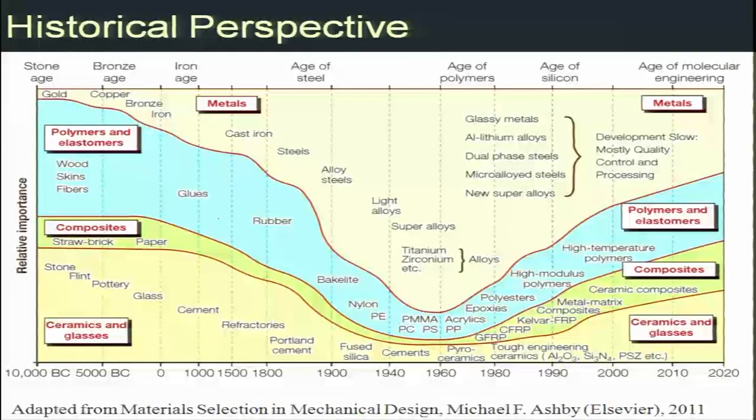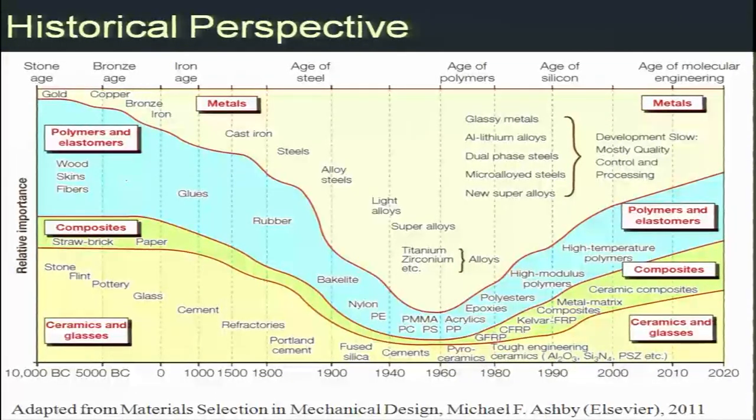So, if you look at the historical perspective, going back to 10,000 BC, man was using things like stone, straw brick, wood skins. In fact, strangely, gold came quite early. And then after 5,000 BC or so, man started developing potteries, which are based on ceramics and glasses. Composites were used in paper, for example. Polymers and elastomers were used in wood. You can say wood is an example of polymer.